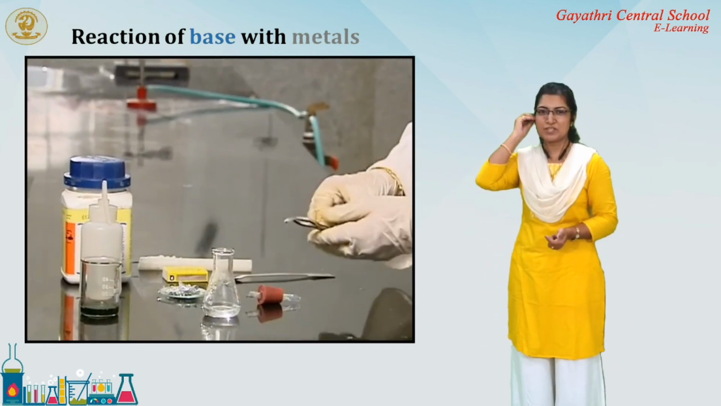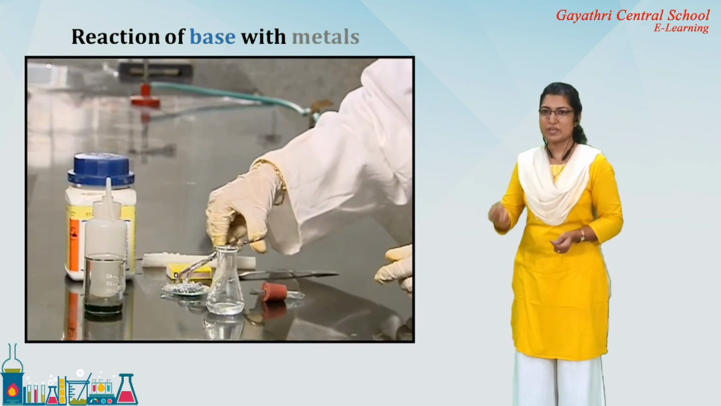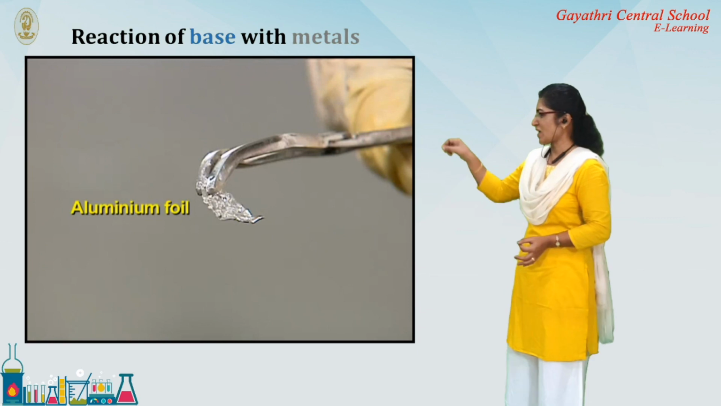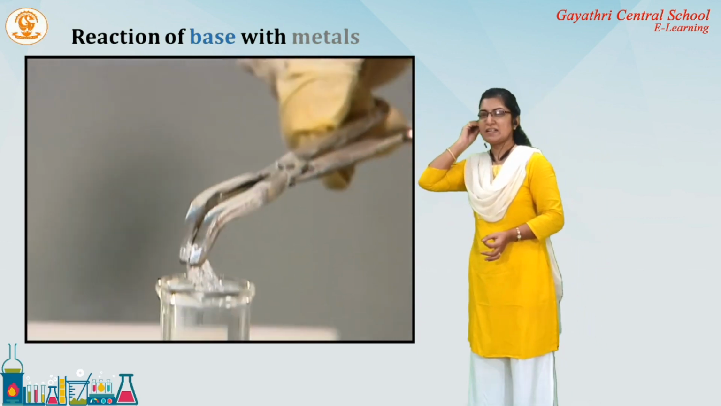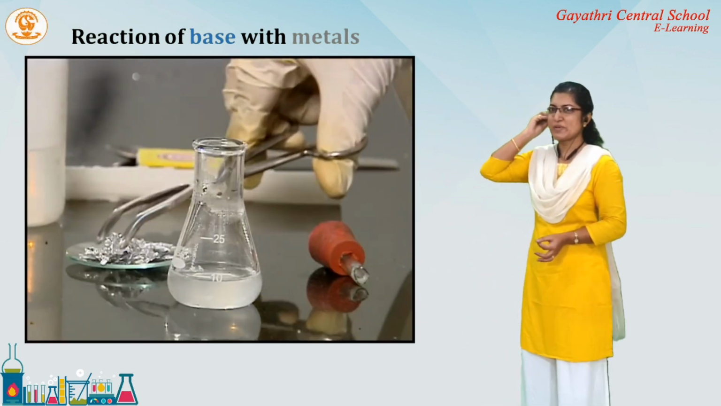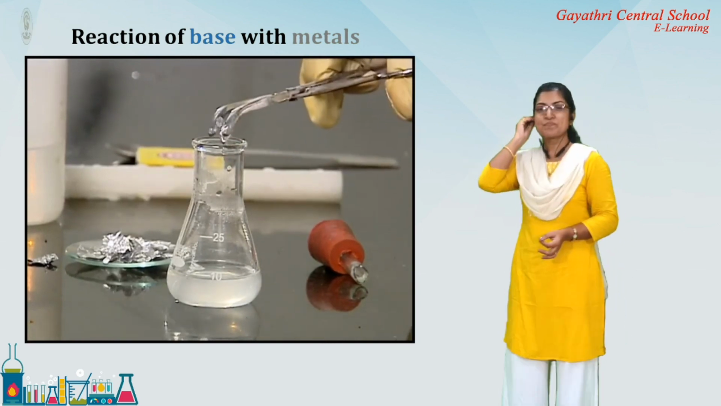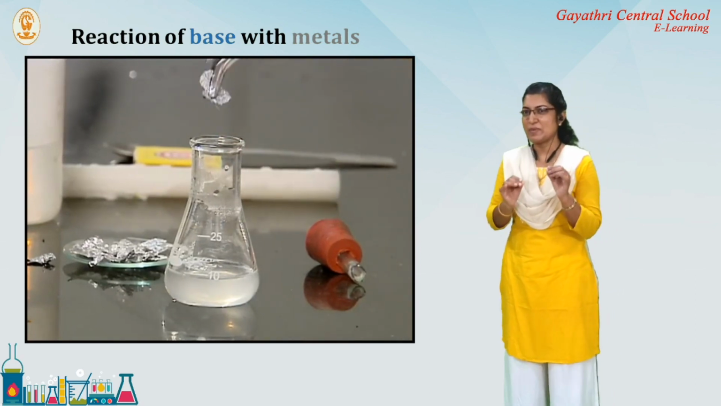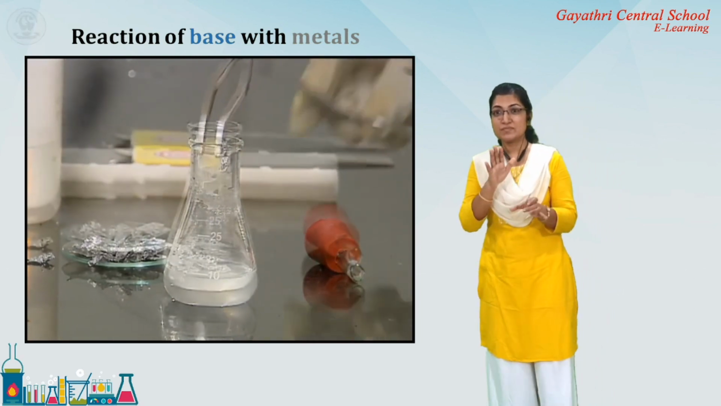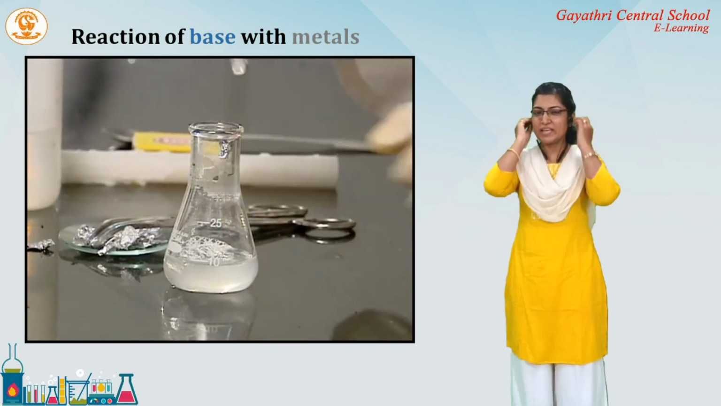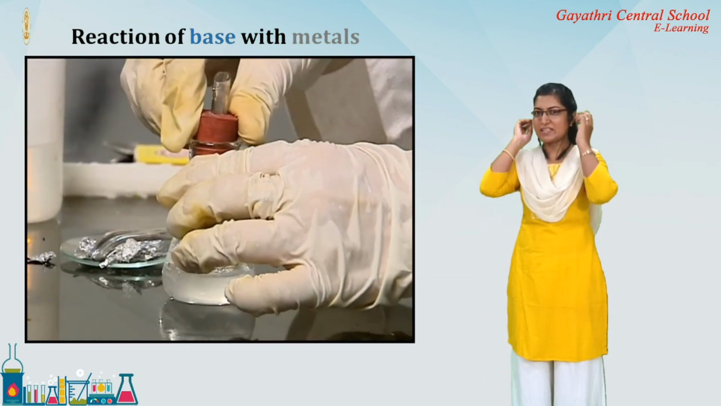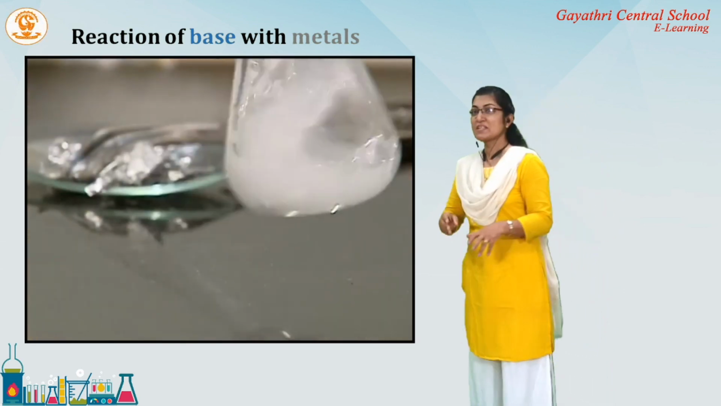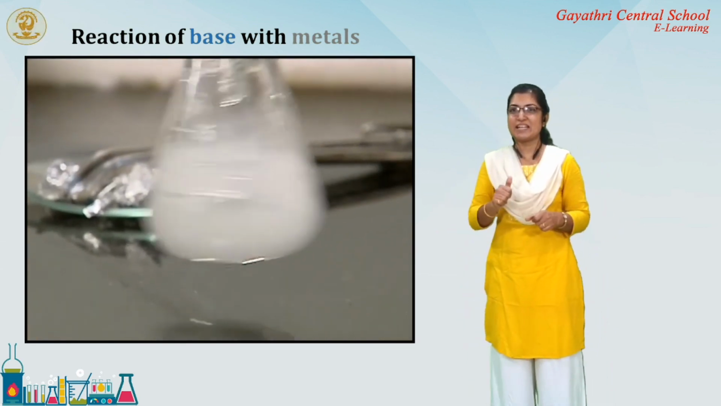To that we are going to add aluminium foil. Okay, we will be adding aluminium foil, or you can also add zinc. So aluminium foil is put in the conical flask. A few more pieces of aluminium foil we will be putting. This reaction is a slow one, so it will take a little bit of time. We will close the lid of the conical flask to check whether any gas is being produced.